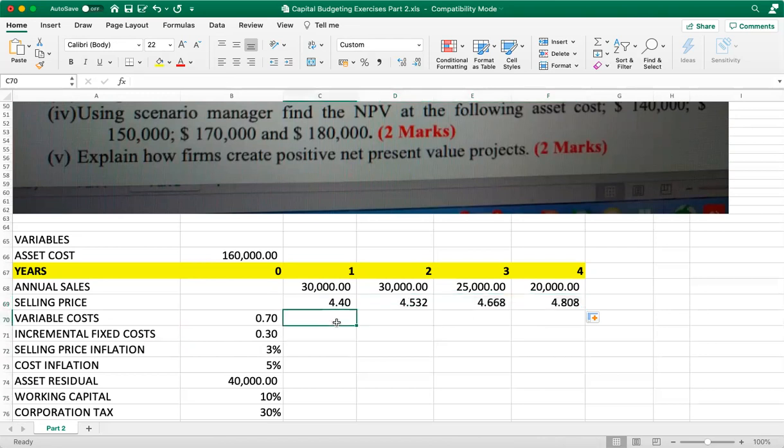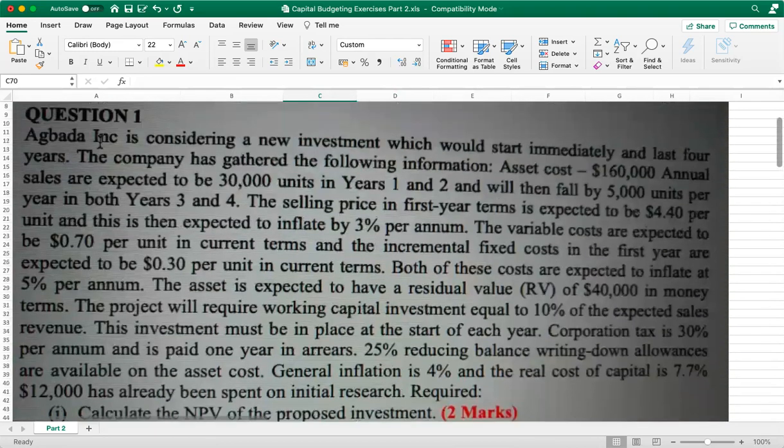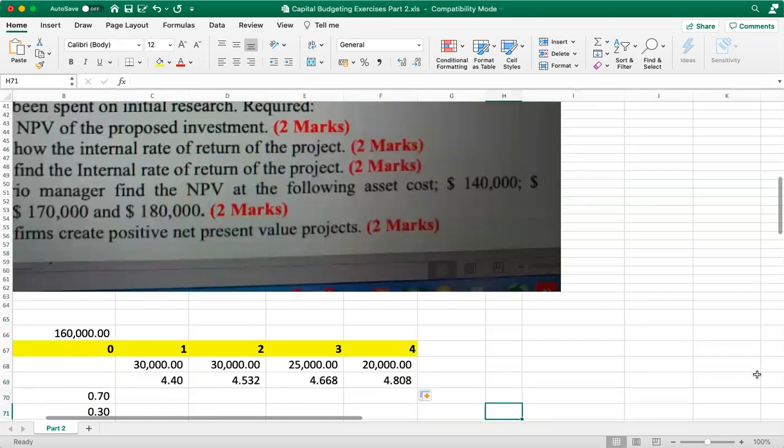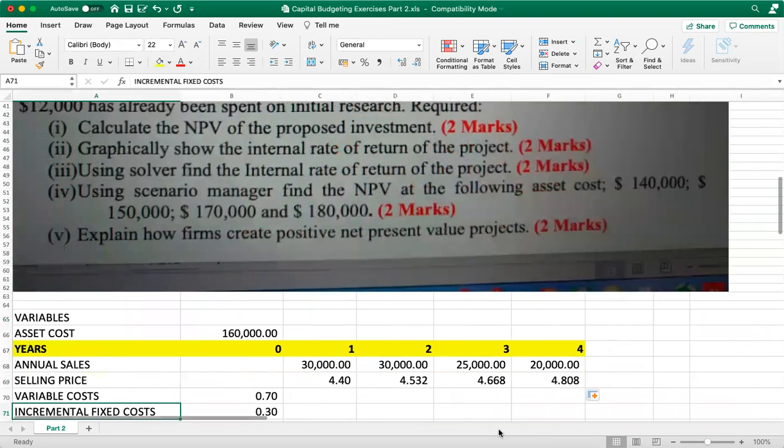Next, we come to variable costs. And it is good to be guided by the question. What are we told about variable costs? Let's go up. So we are told the variable costs are expected to be $0.70 per unit in current terms. When we say in current terms, what we mean is in year 0 terms. Current terms is now, and now is year 0.